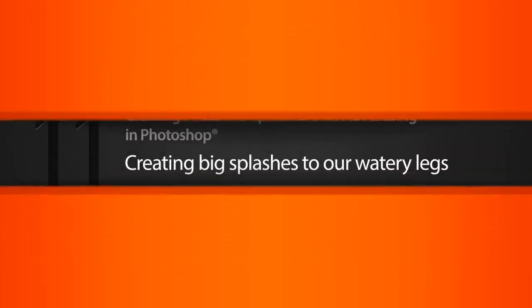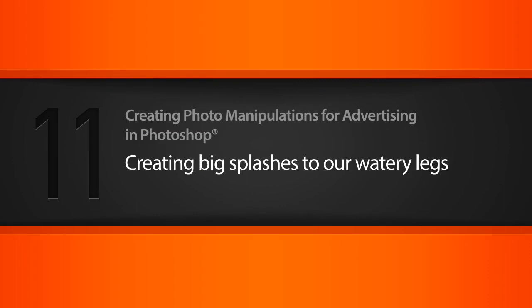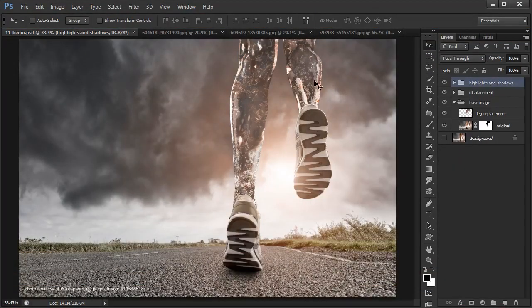In this lesson, we'll learn how to break the silhouette of our watery legs, making them look a little bit more organic and natural by adding some splashes. At this point, we have spent a lot of time doing displacements, and I'm ready to go ahead and move on. I'm pretty happy generally with the look that we've achieved here for our legs.